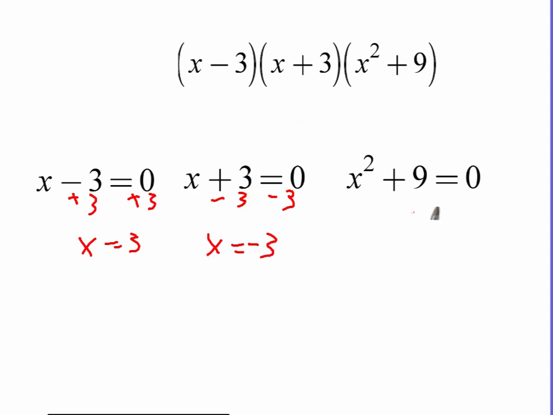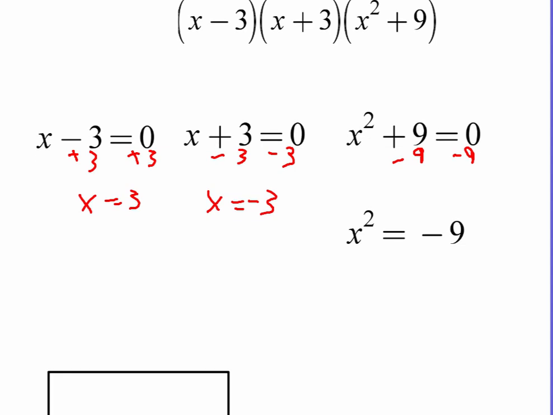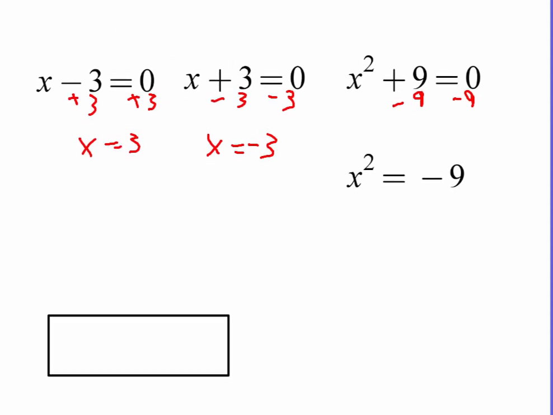Now over here it's going to be a little bit more complicated because it's x squared plus 9. I could use the quadratic formula, I could use my calculator, but I'm going to show you a really easy method. I'm going to subtract 9 on both sides. If I do that, I have x squared equals negative 9. Then I can just solve this by taking the square root of x squared and the square root of negative 9.